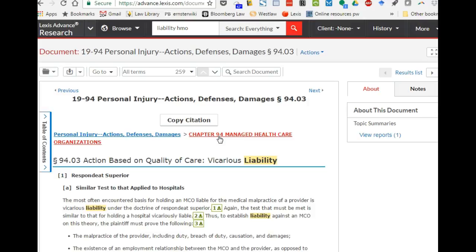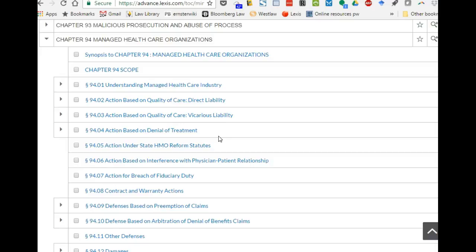So if we take a look at the table of contents, what we see, again, is background, understanding the whole industry, that could be useful to understand negligence and fiduciary and all these questions that we've come up with and not talked about particularly in depth. We were looking at section 94.03. Look at that, 94.04 has action based on denial of treatment. And here we see defenses.